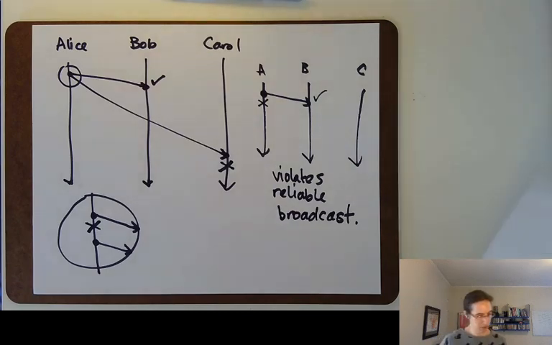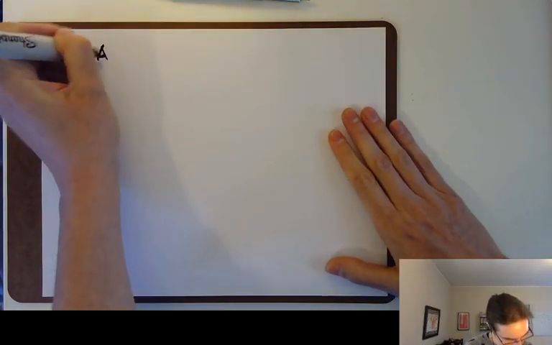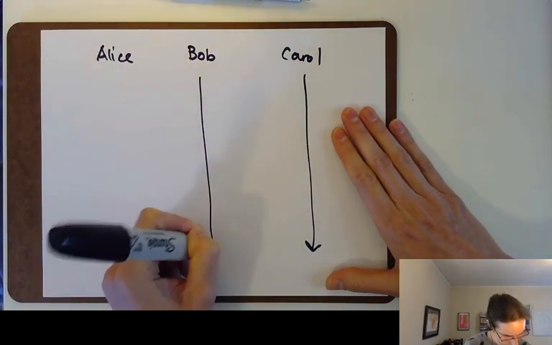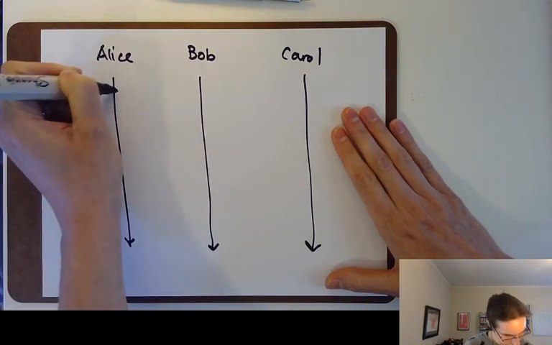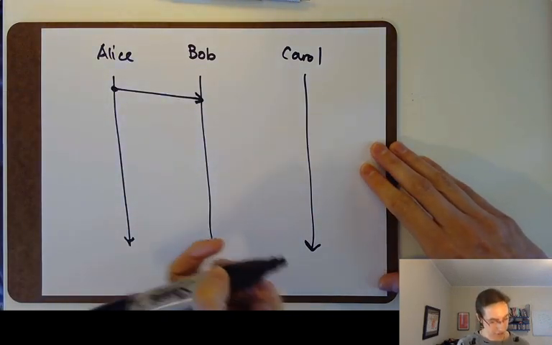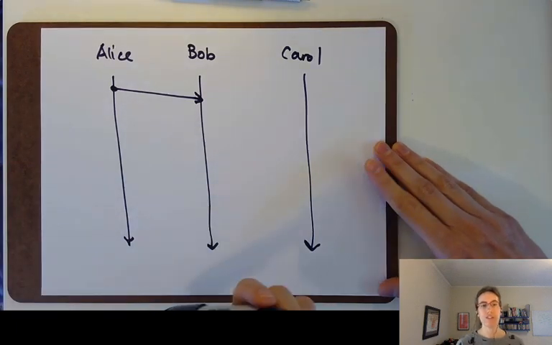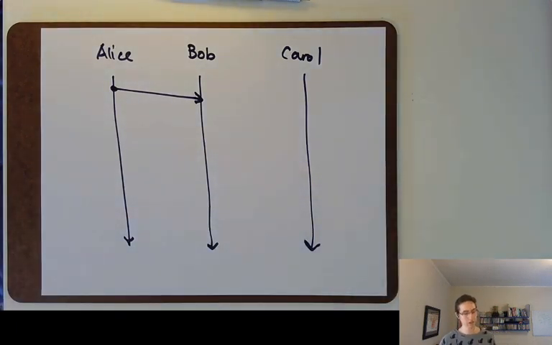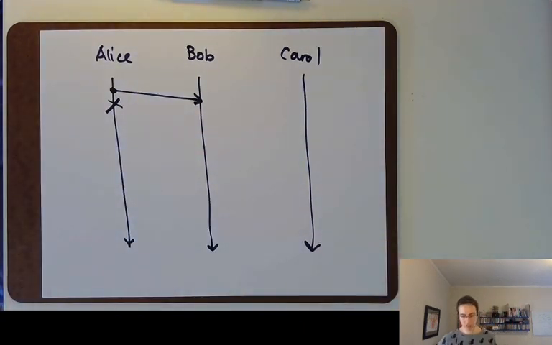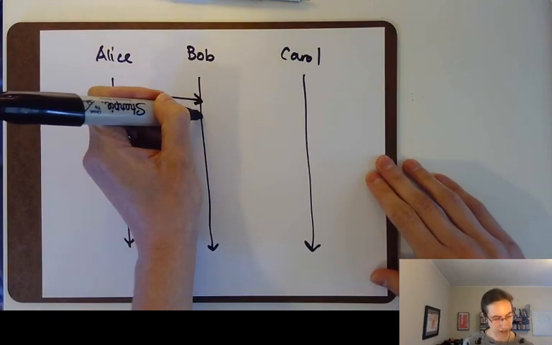So I'm going to propose the following protocol. When you receive a message, you don't deliver it yet. Instead, you pass it on to everyone else. And only once you've done that do you deliver it yourself. So let's see how that would work. Alice sends to Bob and then crashes. Bob gets the message, but instead of delivering it immediately, he forwards a copy of it on to Alice and Carol.